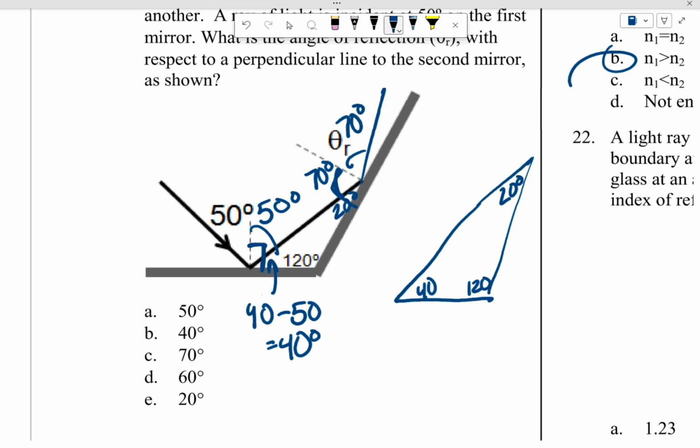Okay, so two things you need to know. The 90-degree angle, those complementary angles, and then the sum in the triangle is 180. Oh, and then theta I is equal to theta R. That's that law of reflection.